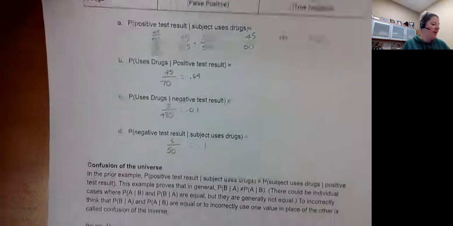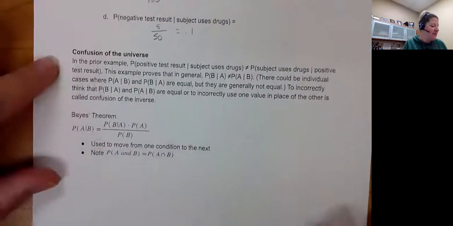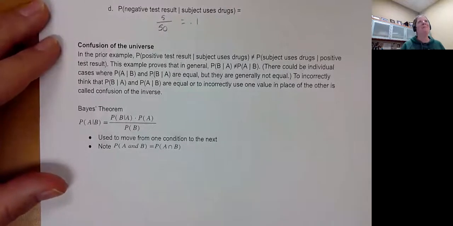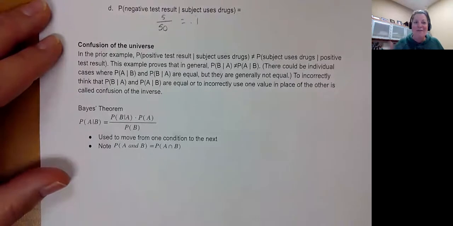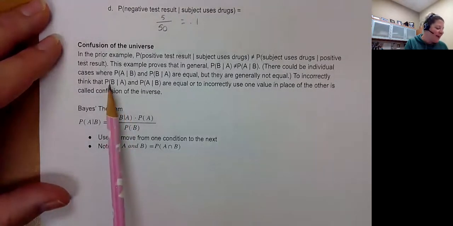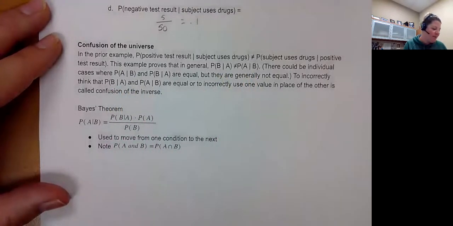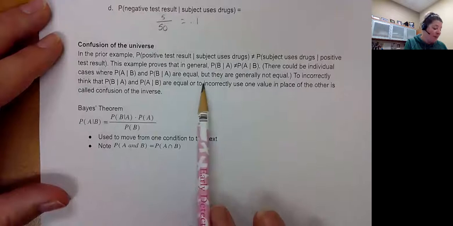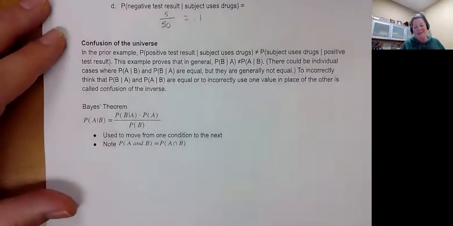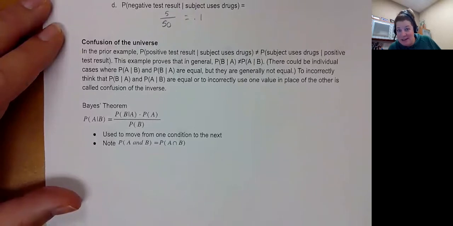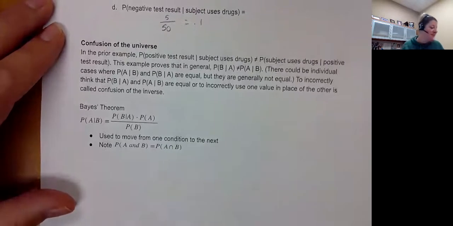So what does the book call that these are different? Is it's confusion of the universe? I don't know where they got that from. I almost skipped it, but they write confusion of the universe in all of their notes. It's in the book and it's in your homework. So it's just the idea that they aren't always equal. There could be cases where they are equal, but they're not equal. So you have to actually calculate them out. You can't just assume they're going to be equal if we flip A and B.